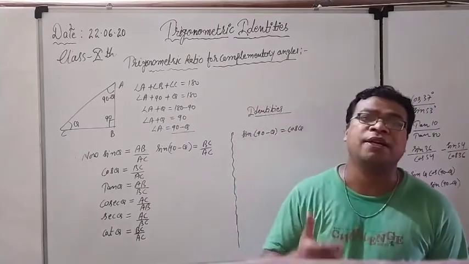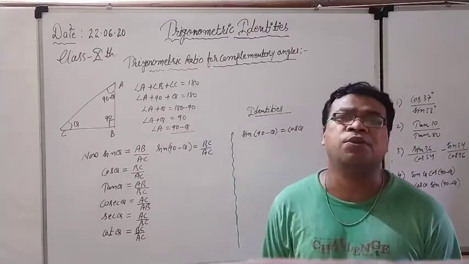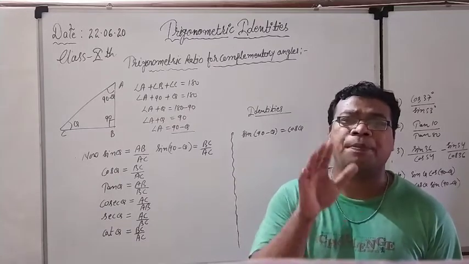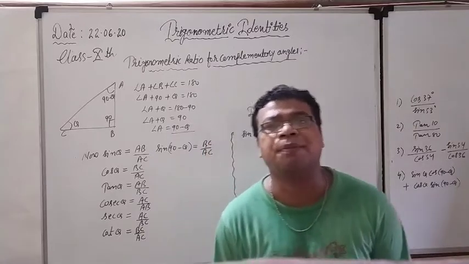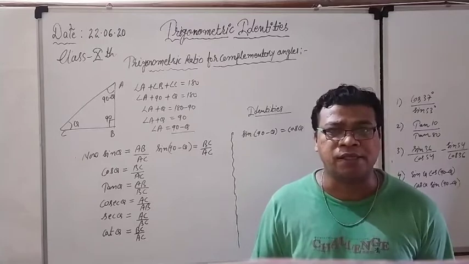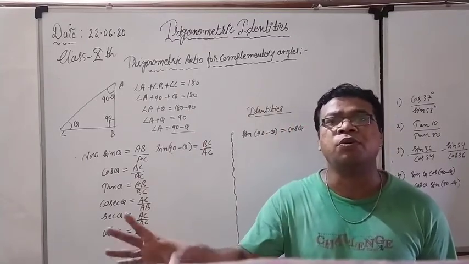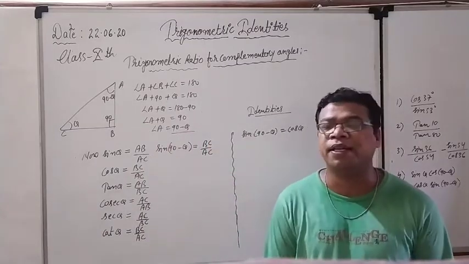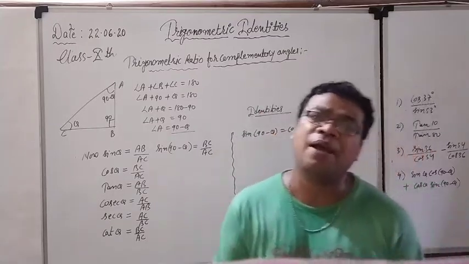First we have to understand the meaning of complementary angles. In earlier classes you have studied that the meaning of complementary angle is the pair of angles which complete 90 degrees. Two angles whose sum is equal to 90 degrees are known as a pair of complementary angles. Any two angles whose addition gives you 90 degrees are a pair of complementary angles.